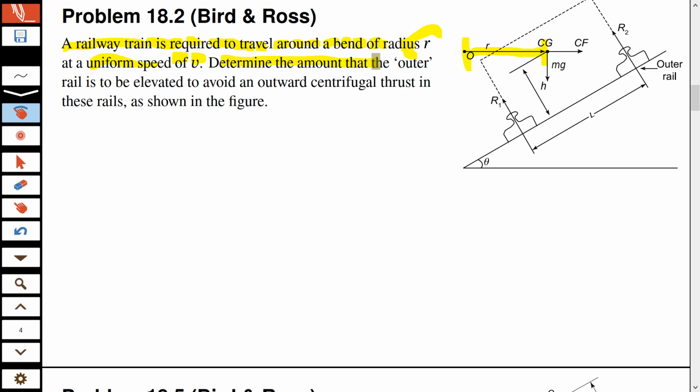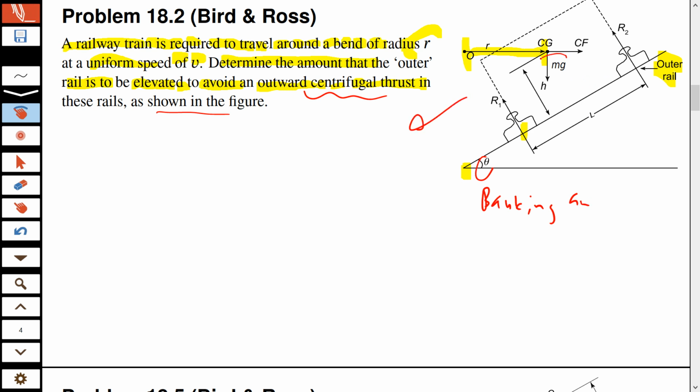Determine the amount that the outer rail is to be elevated with respect to the inner rail to avoid an outward centrifugal thrust. वो जो thrust हमने last time discuss किया था उसको हमने avoid करना है, as shown in the figure. अब इसमें आपके पास चूंकि एंगल आ गया, बैंकिंग एंगल, अब ये सारा एनालिसिस आप इस प्रॉब्लम के लिए करेंगे.